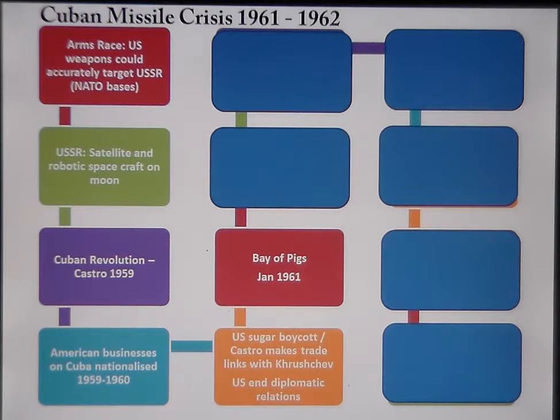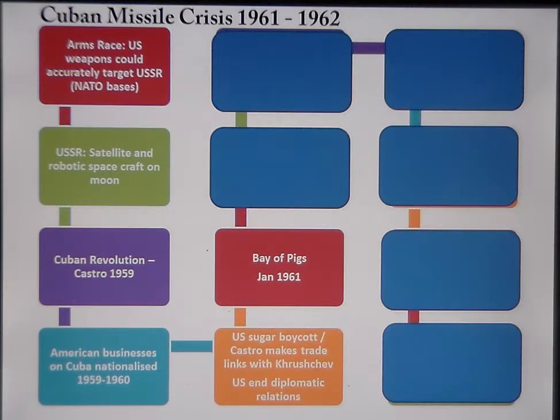Now, the Bay of Pigs in January 1961 is an American-backed attempt to overthrow Fidel Castro. The CIA had tried to assassinate Castro several times and that hasn't worked, and the Americans do not want a communist country on their doorstep. They're worried that then communism might spread into South America.